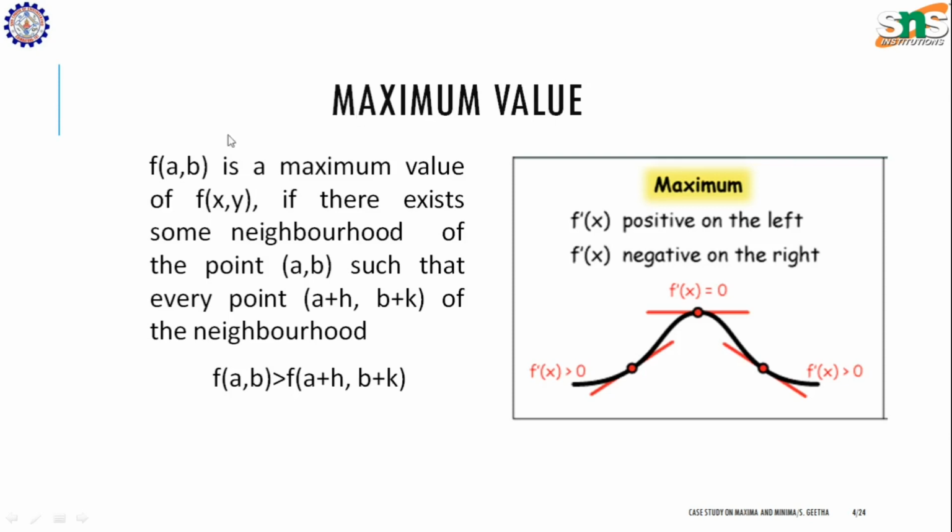Maximum value. f of a comma b is the maximum value of f of x comma y if there exists some neighborhood of the point a comma b such that every point a plus h comma b plus k of the neighborhood, f of a comma b must be greater than f of a plus h comma b plus k. That means compared to the neighborhood, f of a comma b must be greater.